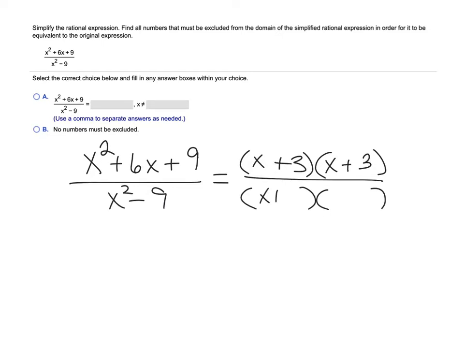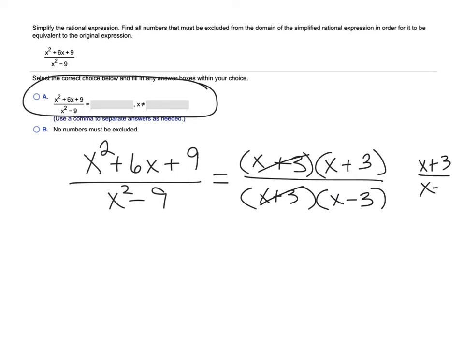And the bottom is a difference of two squares. All right, okay, so this is what we will choose for our answer. The simplified version is just going to be x plus 3 over x minus 3. That's our simplified version. But what x cannot be, you have to include the factor that was crossed out.